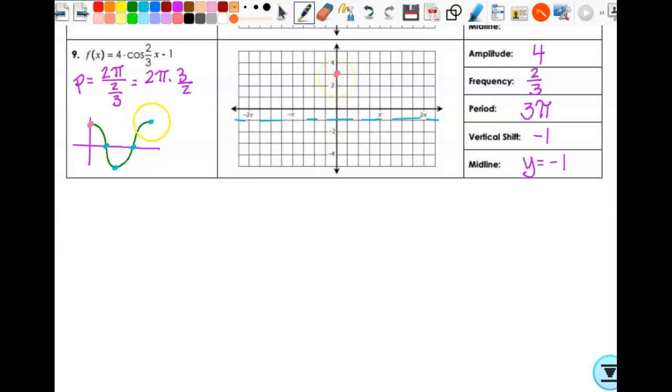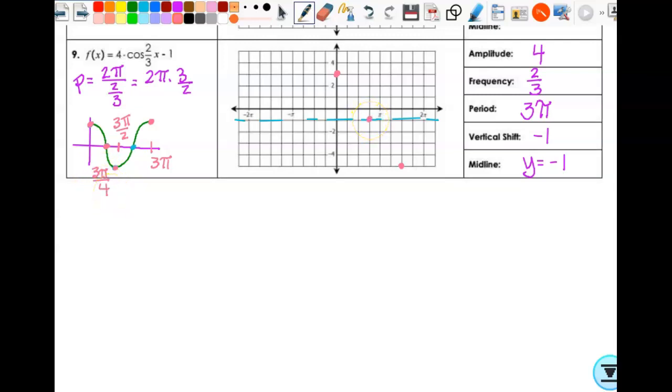Then I want to do the end of the period, which is at 3 pi, which is off my graph, so I can't do that. Then the next thing I would do would be halfway in between. Halfway in between is where? 3 pi halves, exactly. So at 3 pi halves, from the midline, I would go down 4. 1, 2, 3, 4. Then halfway between these two, I'm going to have a 0 on my midline. What's half of 3 pi halves? 3 pi fourths. See how easy that is? And 3 pi fourths is right there.